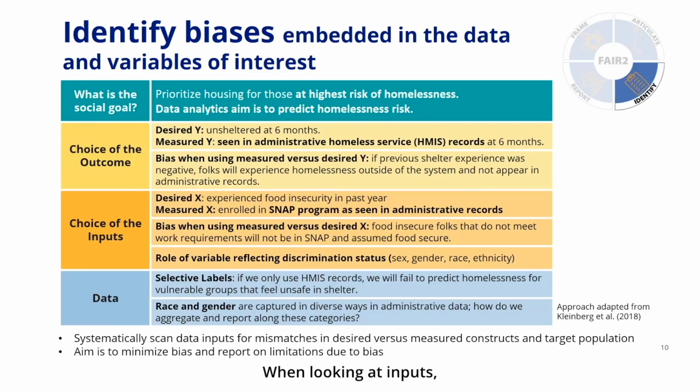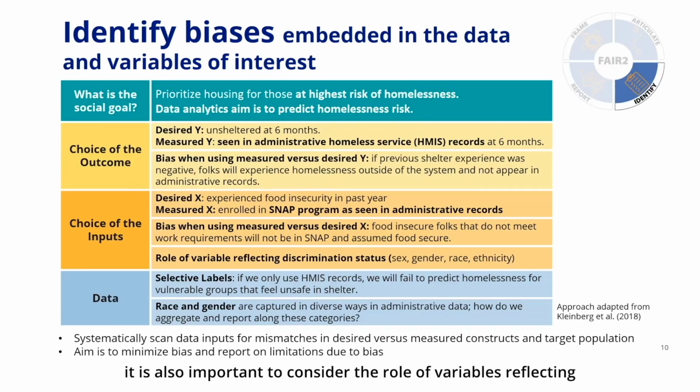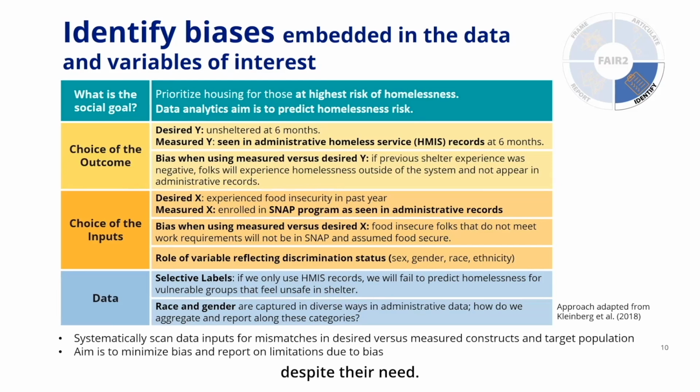When looking at inputs, it is also important to consider the role of variables reflecting discrimination status, such as sex, gender, race, and ethnicity. For example, are LGBTQ plus young folks more likely to feel insecure in shelter and thus less likely to apply despite their need?